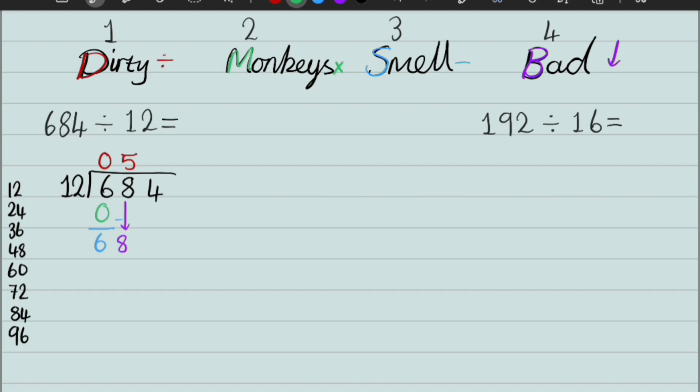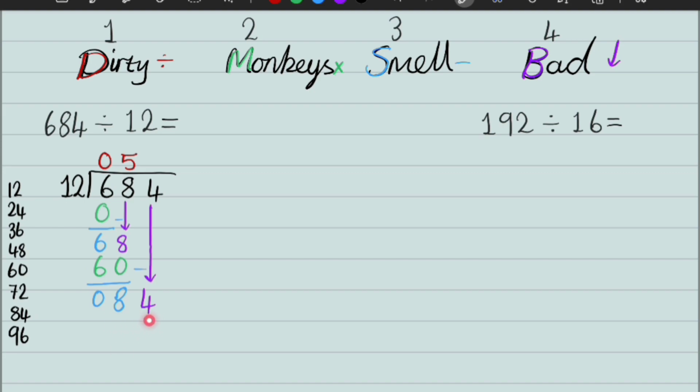Let's multiply. Dirty monkeys smell bad. Let's multiply 12 by 5. And that was over here, wasn't it? 60. Next step, let's subtract. 68 minus 60. That's going to be 8 take away 0 gives me 8. 6 take away 6 gives me 0. Dirty monkeys smell bad. Bringing down my 4. My new number here is 84.